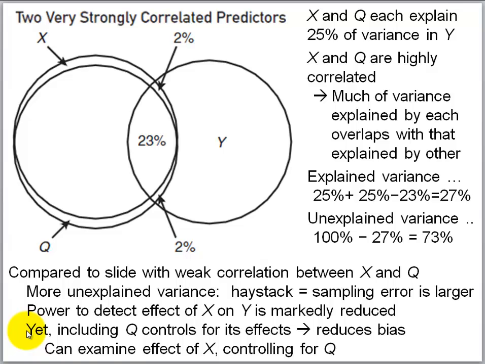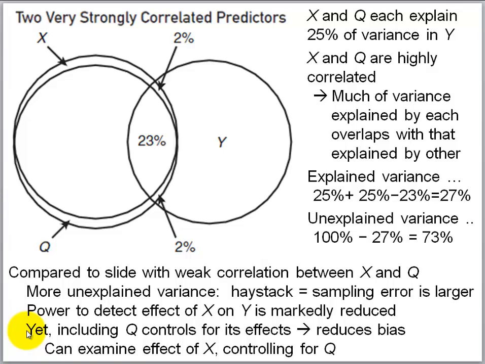It's not going to help you make a much better prediction. On the other hand, your goal might not be per se to explain variance or to make a prediction. You might be particularly interested in the effect of, say, predictor X on predictor Y. If Q is highly correlated with X, including Q doesn't help your power to detect the unique effect of X. It reduces that power. But on the other hand, Q could be a biasing variable. It could be a confounding variable. So leaving Q out could bias the coefficient for X.